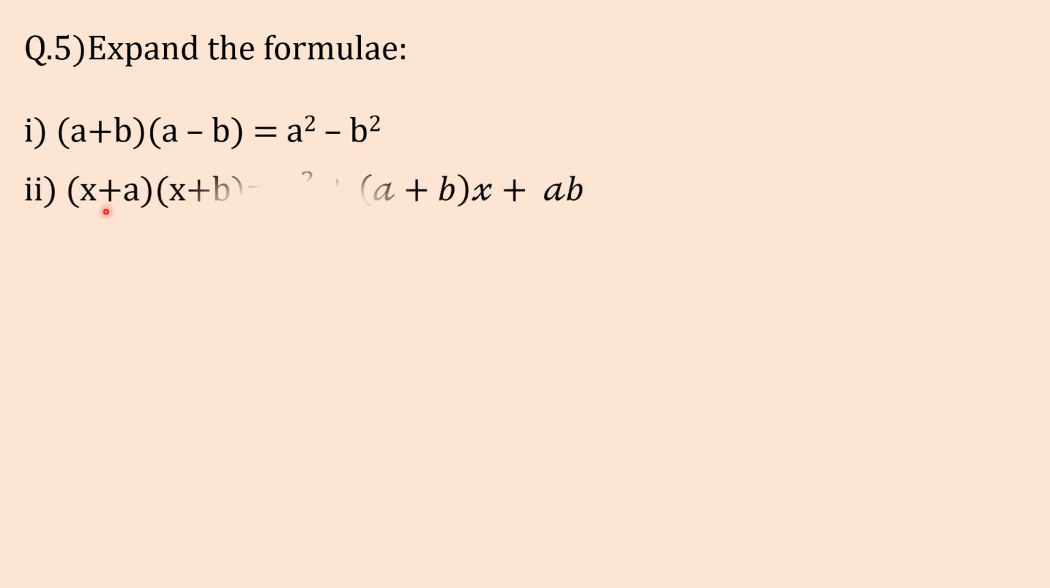Now student, moving to the last part, that is question number 5, expand the formula. Just you have to write the formula. So what is the first one? a plus b into a minus b. So what is the formula, student? a square minus b square. Second one, x plus a, x plus b. So what is the formula? x square plus a plus b in bracket into x plus ab. I hope now you have learned the formula perfectly.